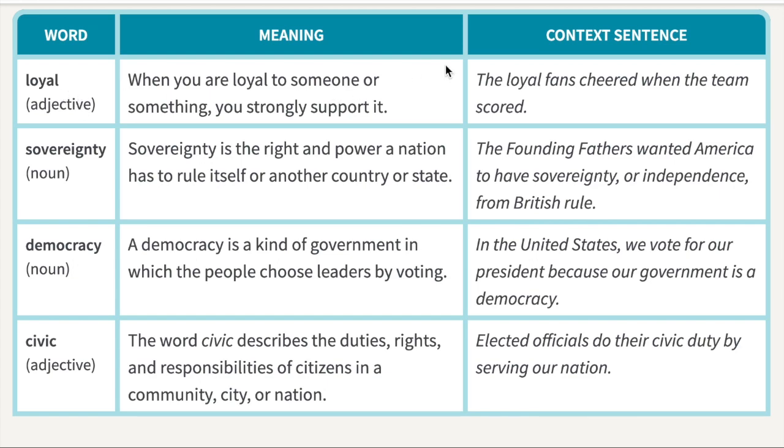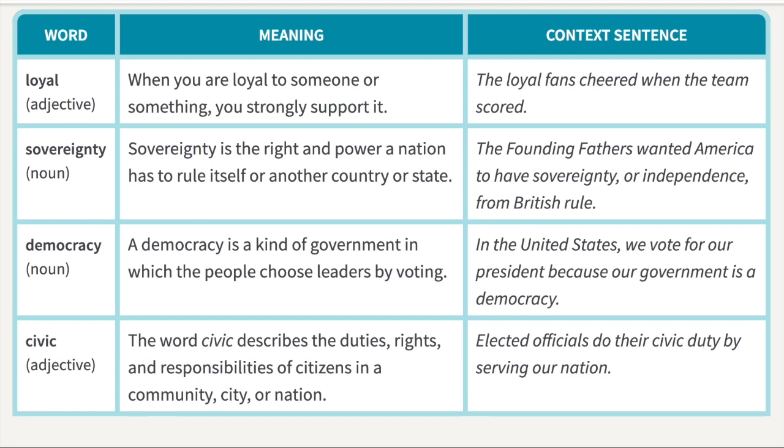When you are loyal to someone or something, you strongly support it. For example, in this sentence, the loyal fans cheered when the team scored. They're strongly supporting their team. They're loyal to it. You can be loyal to people, or other things can be loyal to you. When I hear the word loyal, I often think of a dog, because a dog is very loyal to its owner. They love them, they support them, they just want to be with their person. When you are loyal, you feel that way about something.